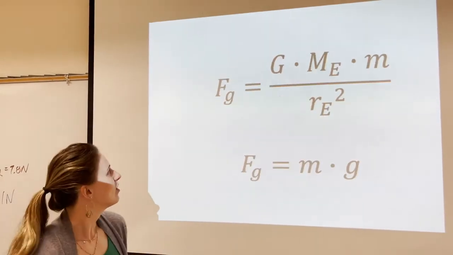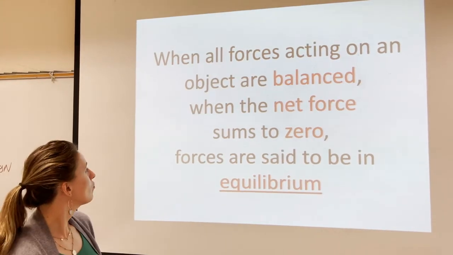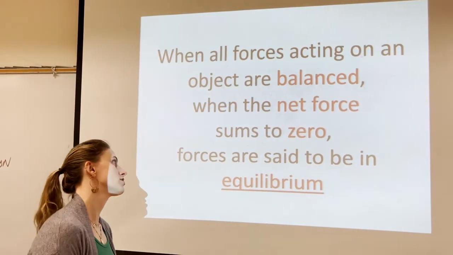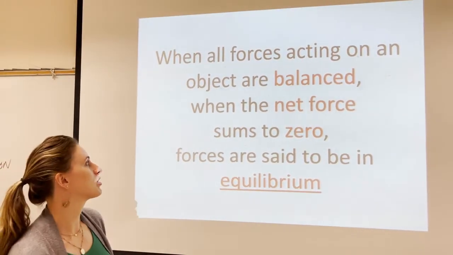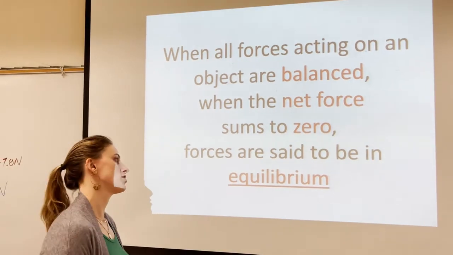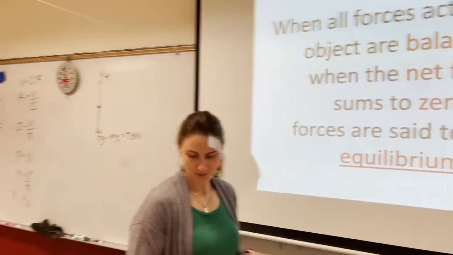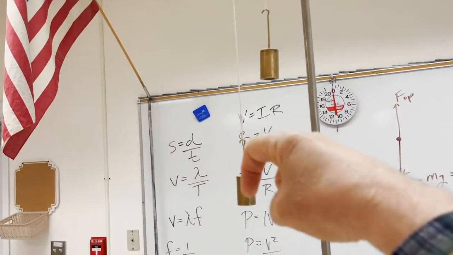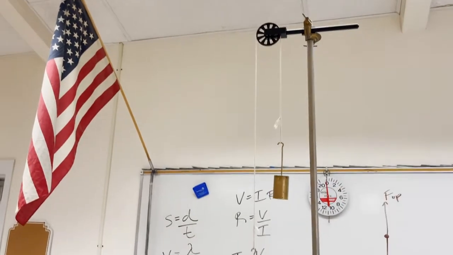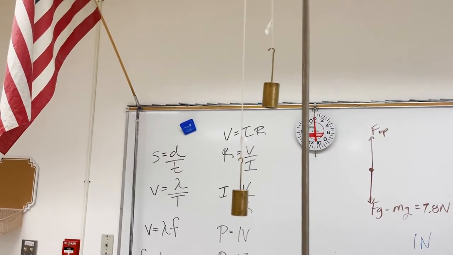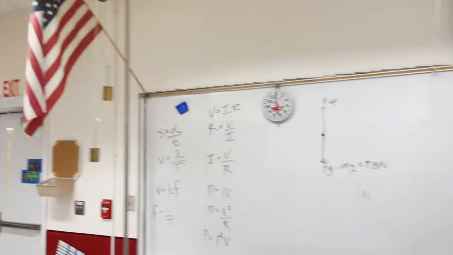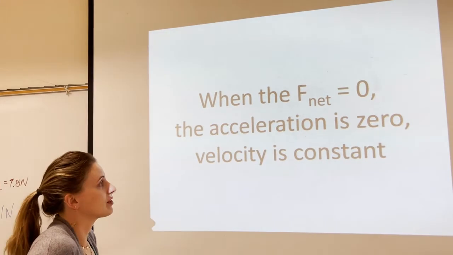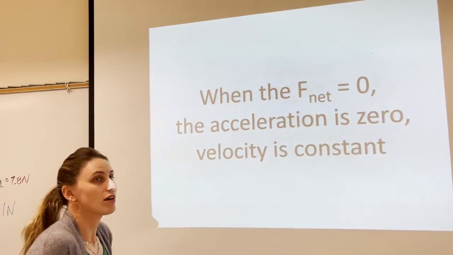When all forces acting on an object are balanced, when the net force sums to zero, the forces are said to be at equilibrium. And that's what we've got right here. We've got a force in this direction and a force in this direction, changed by the pulley, and there's no acceleration. Their net force is going to be zero. Net force is zero. Equilibrium. And when the net force is zero, the acceleration is zero, and velocity is constant: dynamic equilibrium.